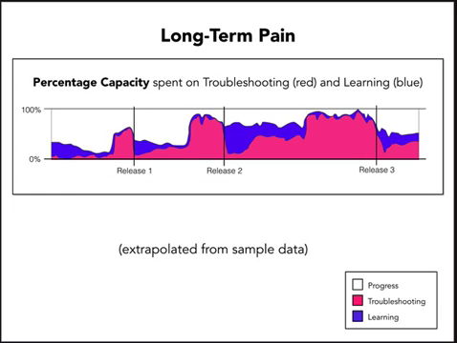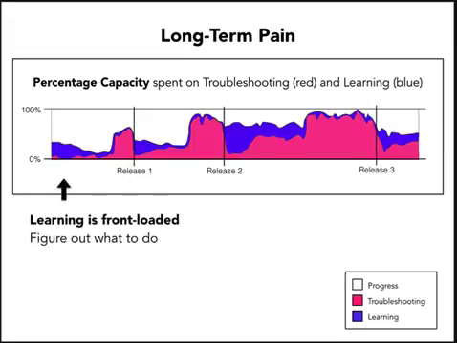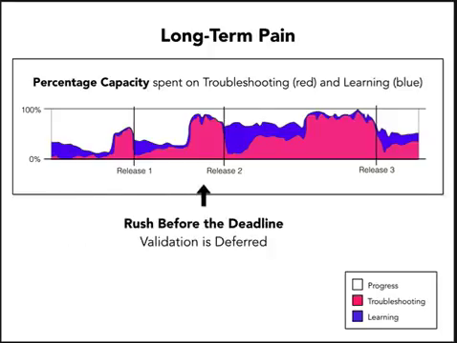And I put together this chart using sample data, so I don't have quite enough data to do this, but you could see this long-term pattern that we always talk about in software of pain building up over time. So learning is front-loaded in the release, where the team is kind of figuring out what they're going to do. And then there's this rush before the deadline, where validation ends up deferred until the very end of the release.